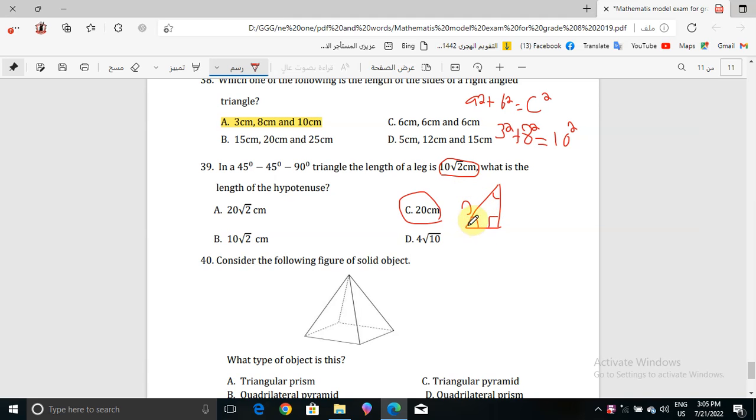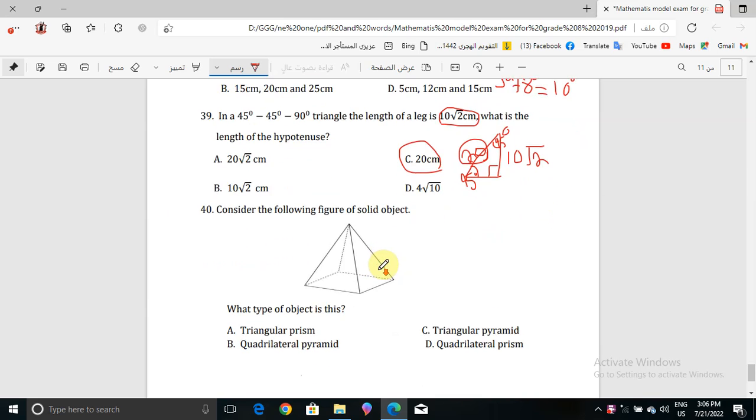Here there is a formula that you will use, sin or cos, both of them. You take opposite over hypotenuse, because we already have 45 degrees here and 45 degrees here. In the hypotenuse, we need to find the hypotenuse, right? And we have the length, which is 10 radical 2, right? So here it will be 20. Yes. Now let's go for question number 40.